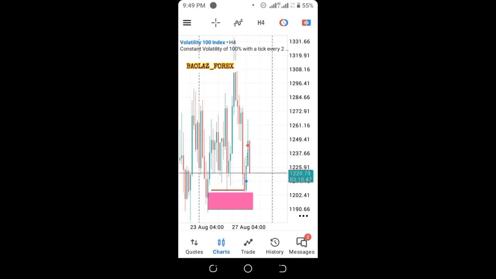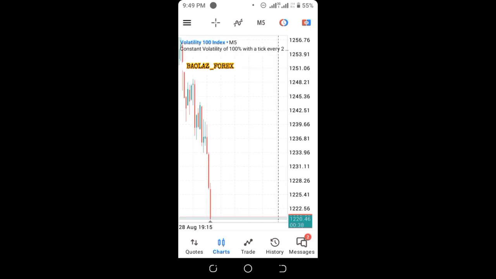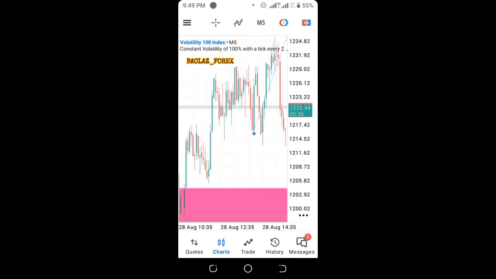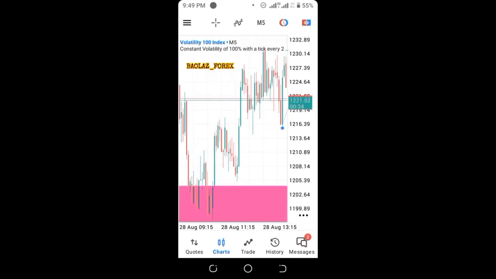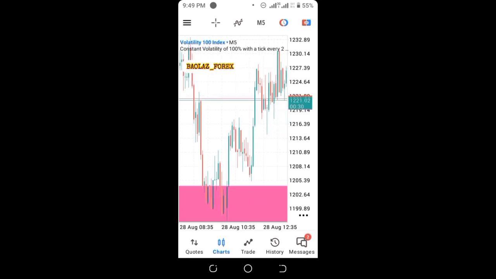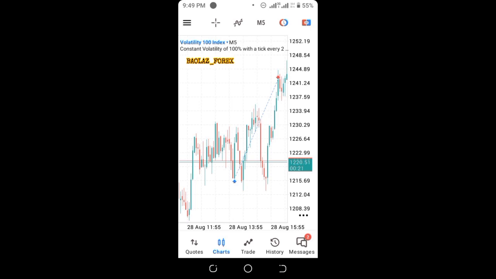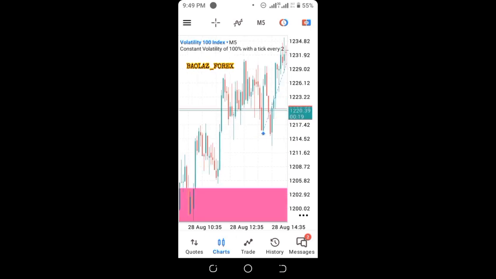So when I saw this, I moved down to the 5 minute time frame. You can see how patient I waited. The market got to my POI. I did not enter. You can see how it moves. So I later enter here.